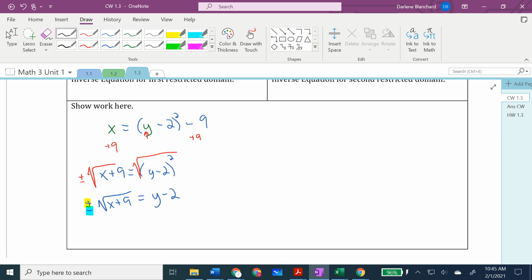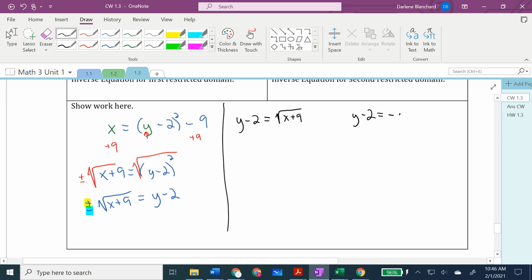So I'm going to write this: that we now have y minus 2 is either equal to the positive square root of x plus 9, or y minus 2 is equal to the negative square root of x plus 9.